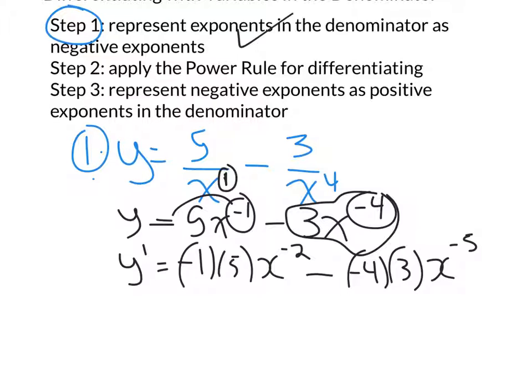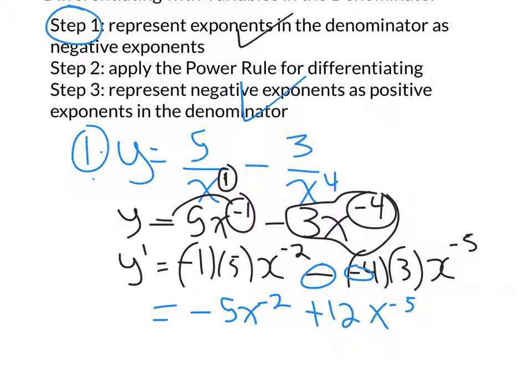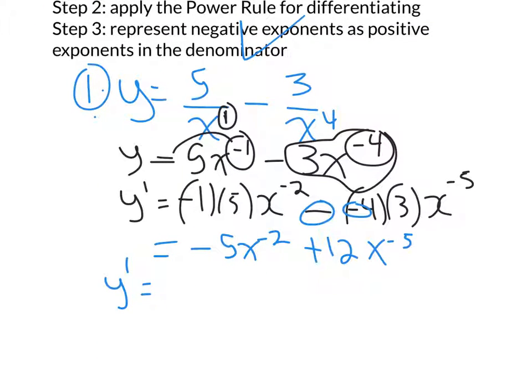Okay, so now what we want to do is simplify. So that's going to be negative 5x to the negative 2. And if I look at this one, I've got a negative there and a negative there. Two negatives multiplied together makes a positive. Plus 12x to the negative 5. And finally, the third step is I rewrite with positive exponents. Y prime equals negative 5 divided by x squared, because I'm dividing by x twice, plus 12 divided by x to the 5th. And that's it. We're done.